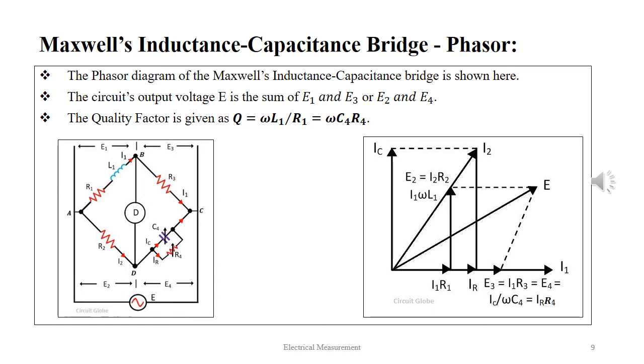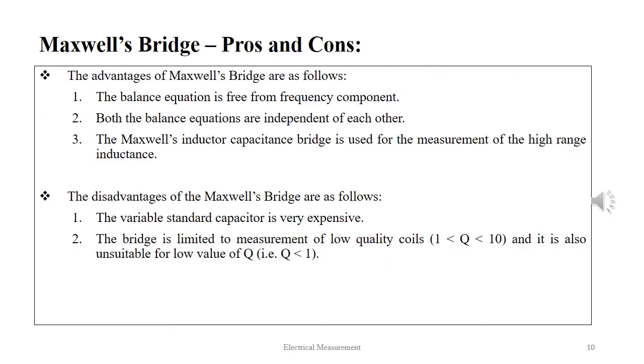The phasor diagram of the Maxwell's inductance capacitance bridge is shown here. The circuit's output voltage E is the summation of E1 and E3 or summation of E2 and E4. The quality factor for this circuit is given as Q equal to omega L1 by R1 or omega C4 R4. The voltage components E3 and E4 are in phase for this particular type of circuit.